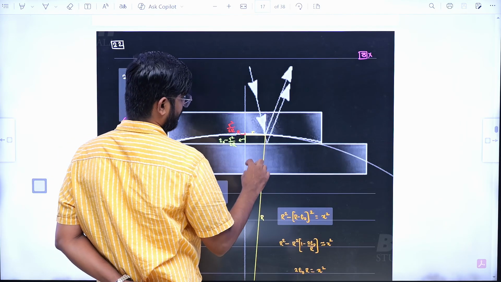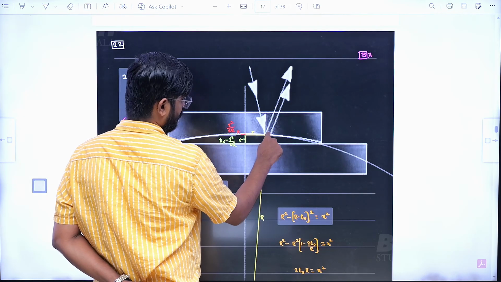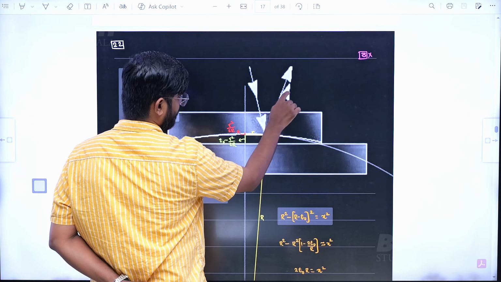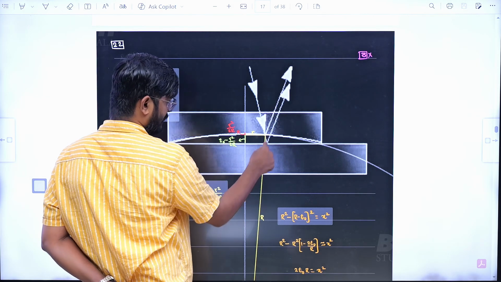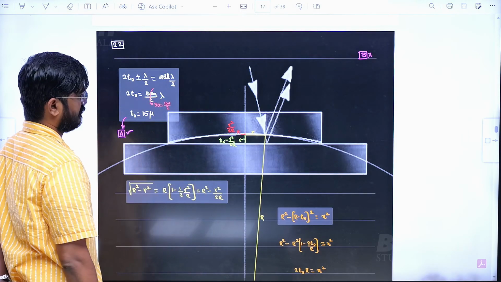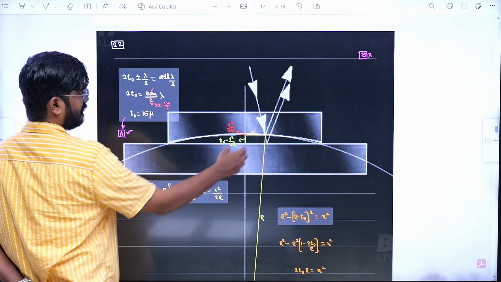So the path difference is, this ray is traveling this much, that is, if this thickness is t, that is varying from here to here. So this ray is traveling 2t extra and with an extra phase difference of pi here. So when compared to this one, it is having an extra path. Now let me talk about here.